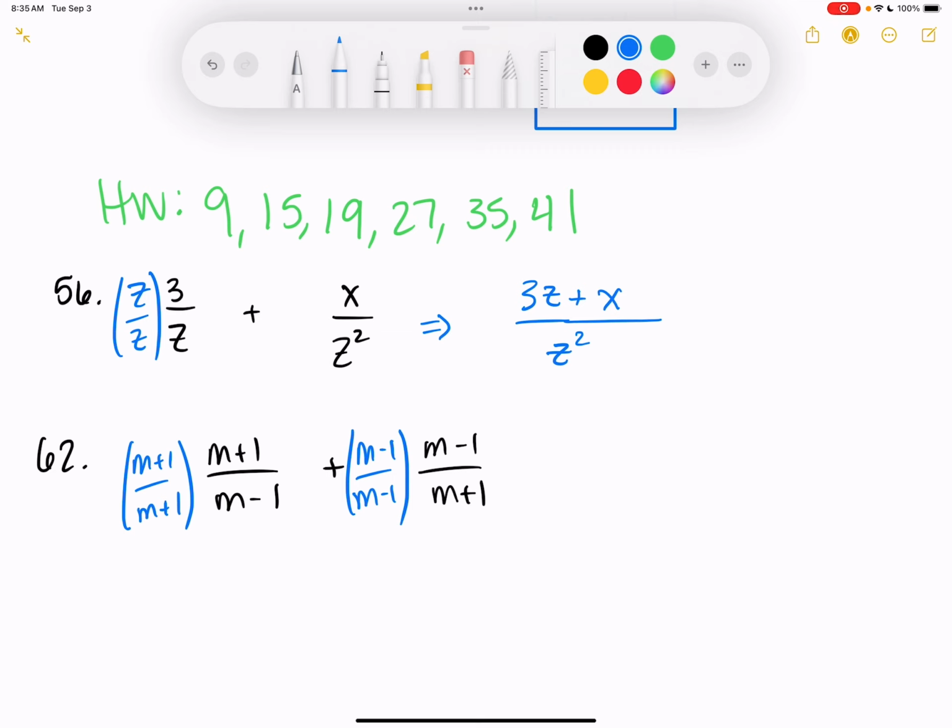So on the bottom, in terms of my common denominator, this actually is quite nice because I have m plus 1 times m minus 1. That's a difference of squares. So that multiplies to give me a denominator of m squared minus 1. On the top, I've got m plus 1 times m plus 1 and then plus m minus 1 times m minus 1. So m plus 1 and m plus 1 is going to be, that's a perfect square trinomial, so that's going to be m squared plus 2m plus 1.